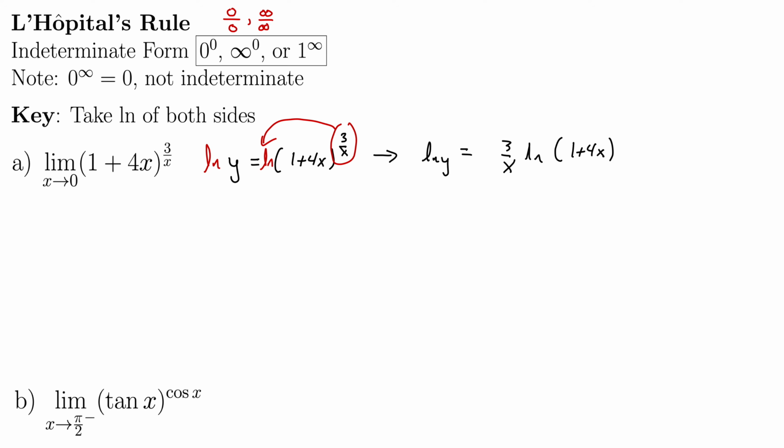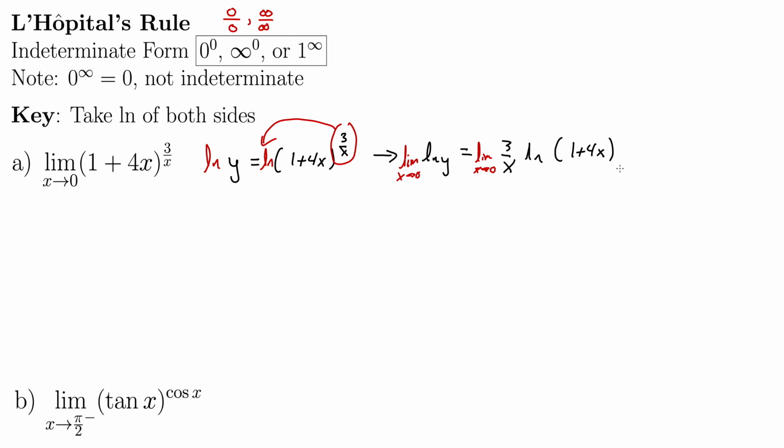And now we'll go ahead and take the limit. So we have the limit as x goes to 0 of both sides. And remember, don't use L'Hopital's rule until you get it to the form 0 over 0 or infinity over infinity. Right? One of the biggest mistakes that I see is people trying to use L'Hopital's rule without having it in the correct form first. So let's see if we're there yet.